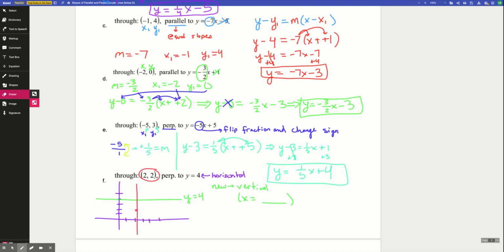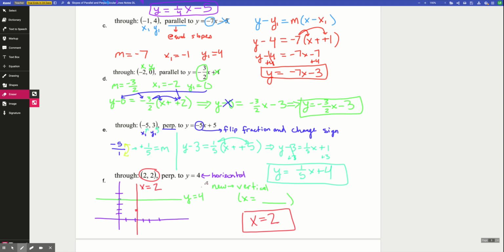So it would look something like this, right? So this is x equals a number, and y is changing all along that vertical line, but the x value stays the same, and the x value is always equal to 2. So that is your final answer, right? Your final answer is that x is equal to 2. That is the equation of that line, okay?